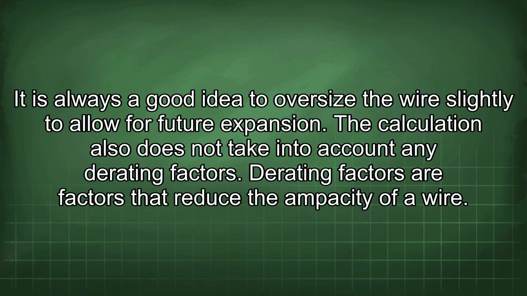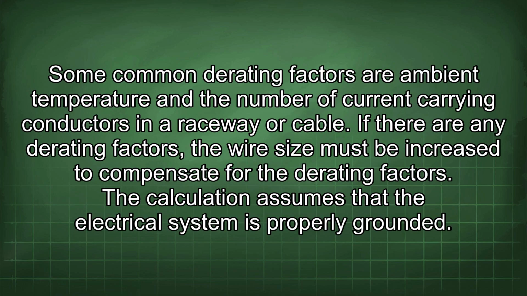The calculation also does not take into account any derating factors. Derating factors are factors that reduce the ampacity of a wire. Some common derating factors are ambient temperature and the number of current carrying conductors in a raceway or cable. If there are any derating factors, the wire size must be increased to compensate for the derating factors.